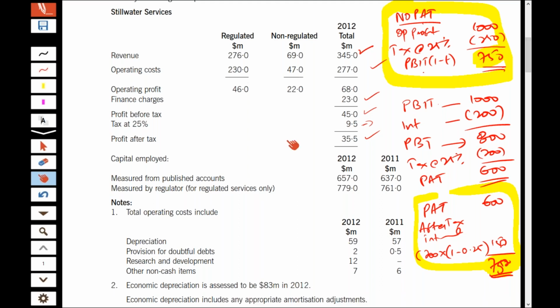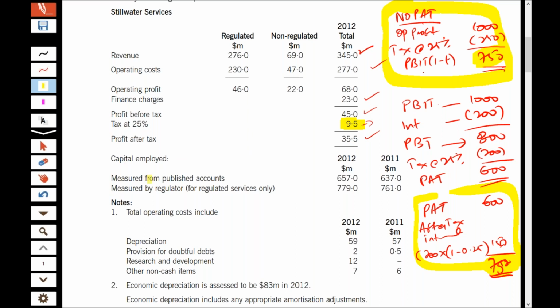Okay, now let's talk. We have got this operating profit. So you've got these two options. Either you can do it this way or you can do it this way. But make sure that this tax has to be all cash expense. If there is any non-cash portion of the tax, then that needs to be adjusted.